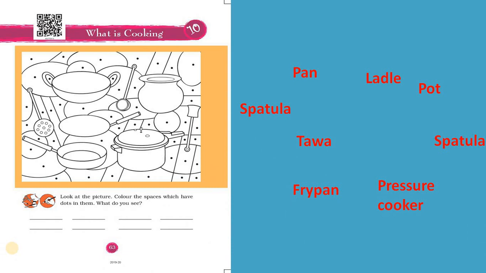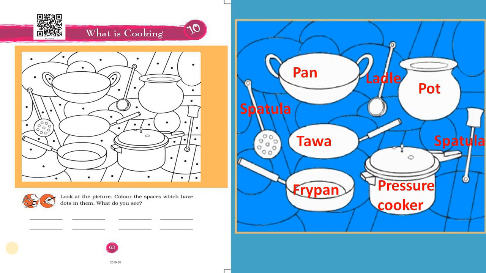Here is the question in your book. Look at the picture. Color the parts which have dots in them. What do you see? After coloring the picture, you will get these utensils: pan, pot, spatula, tawa, fry pan, pressure cooker, ladle, and again spatula. These are the utensils used in the kitchen.